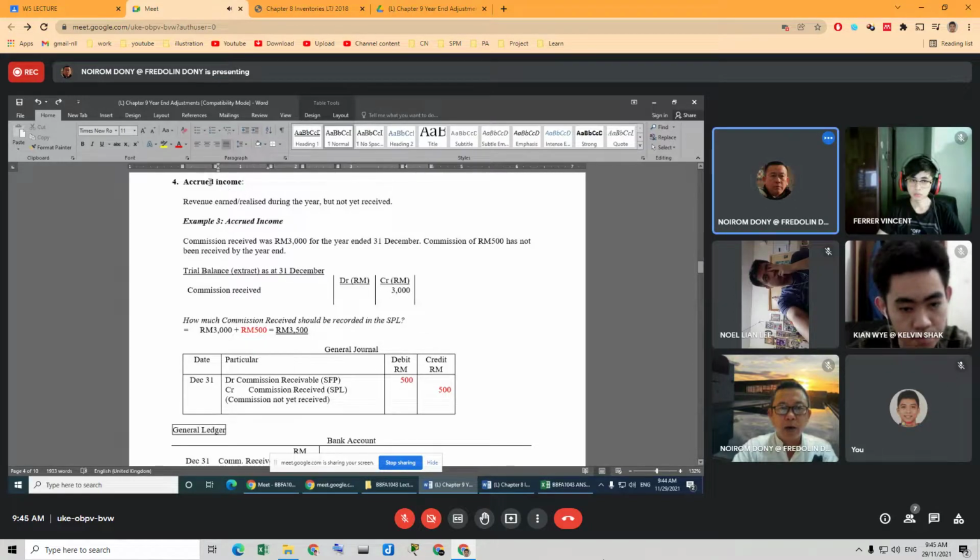Okay, what is accrued income? Accrued income meaning revenue earned or revenue realized during the year, but not yet received. Not yet received, meaning we are talking about the cash on the revenue that is earned. We have not received yet. Okay, so meaning it's already been realized, it's already been earned, but we have not received the money yet. So that is accrued income. Now, if it's not being received money yet, so we have not recorded. So we have to do this.